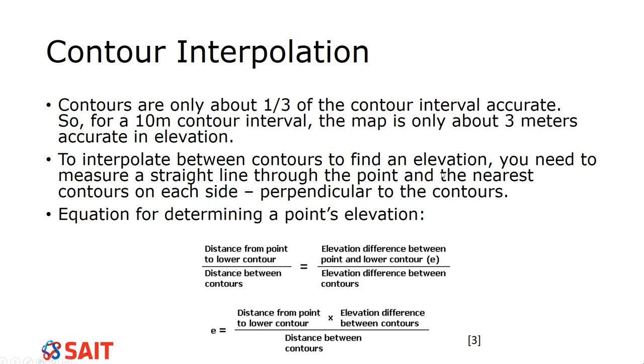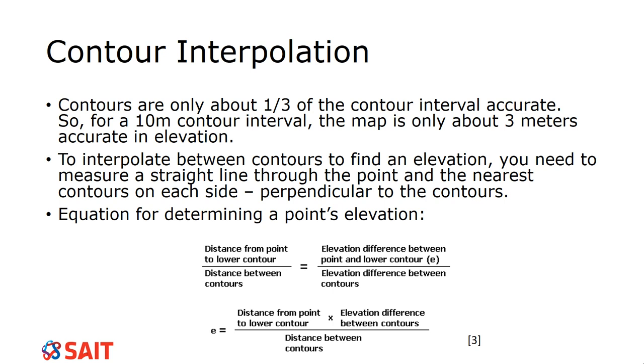For this one, we find the point that we're looking for the elevation of. Then you measure a straight line through the point and the nearest contours on either side, as perpendicular to the contours as you can get. Then you're going to use the following equation. This really takes it further for those of you who love equations. What we're trying to do with contour interpolation is get that line and figure out the actual distance from one contour to the next.